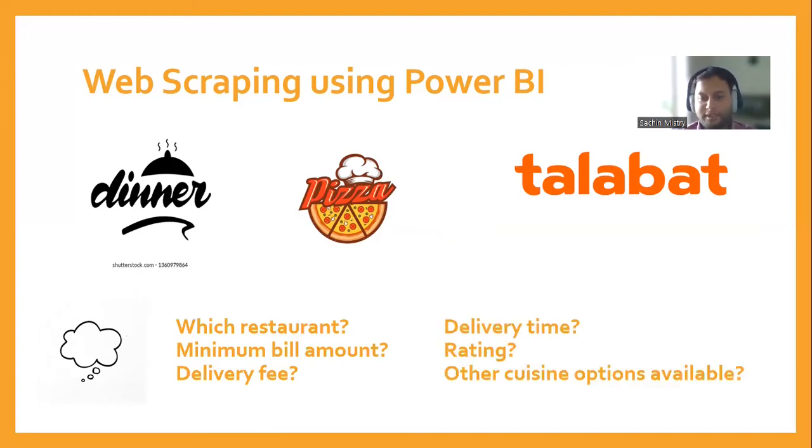There might be questions like how much time will I get my delivery, what is the rating of the restaurant, what are the other cuisine options available. If I want to order pizza, maybe I can order pasta or something else which is available in the restaurant, so what are the options over there.